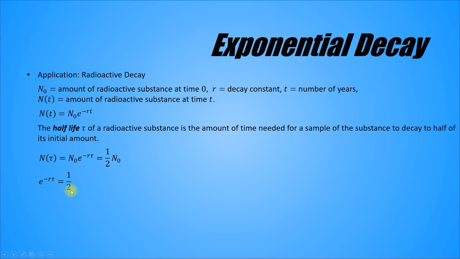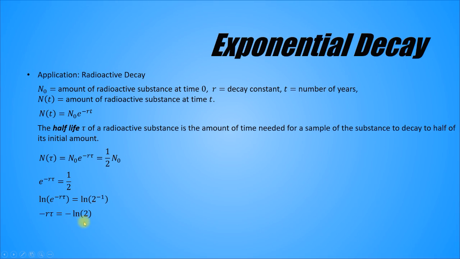And what I'm going to do is express the decay constant in terms of tau. And I'm going to do this by taking the natural logarithm of both sides. So I take the natural log of e to the negative r tau, and over here I've rewritten 1/2 as 2 to the power of negative 1. And I've taken the natural log of that as well. Now, the natural logarithm is the logarithm in base e. And this is the exponential function in base e. And these two are inverse functions of each other. So when I take the natural log of e to the negative r tau, I just get the exponent. So on the left side, I get negative r tau.